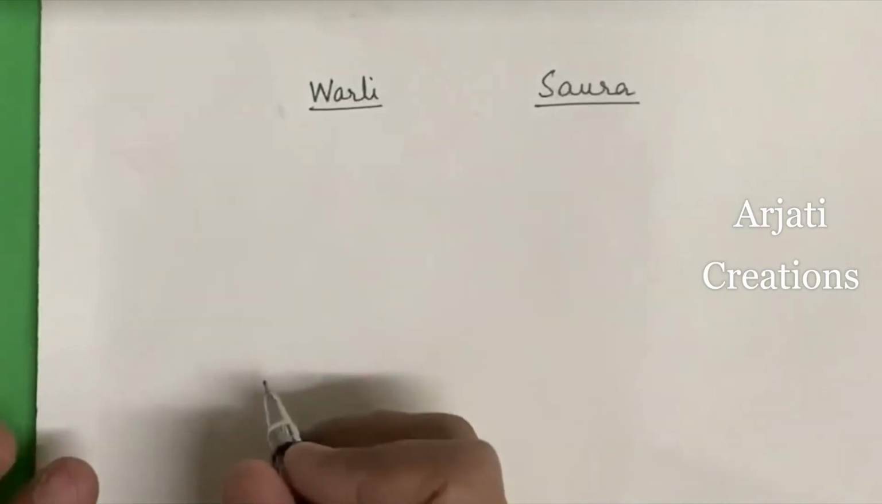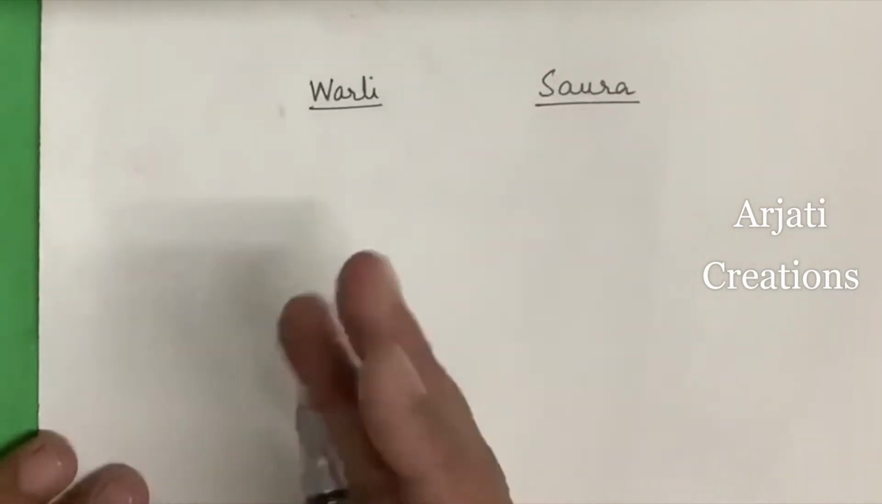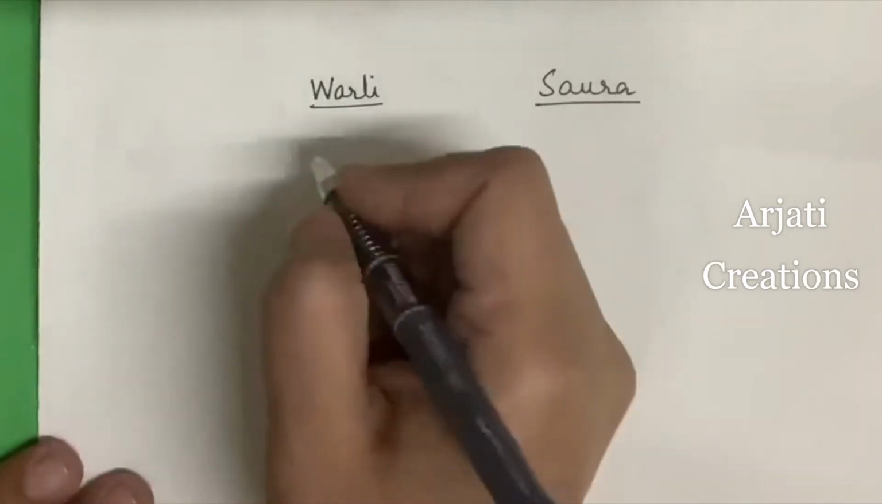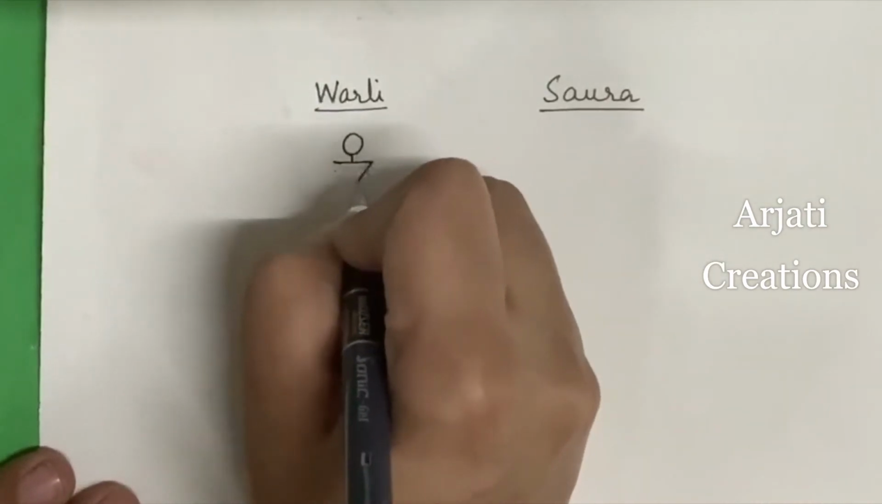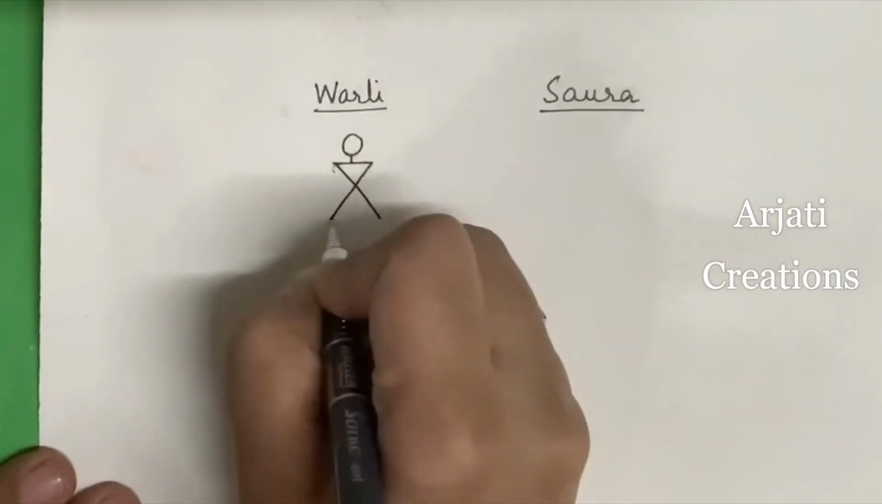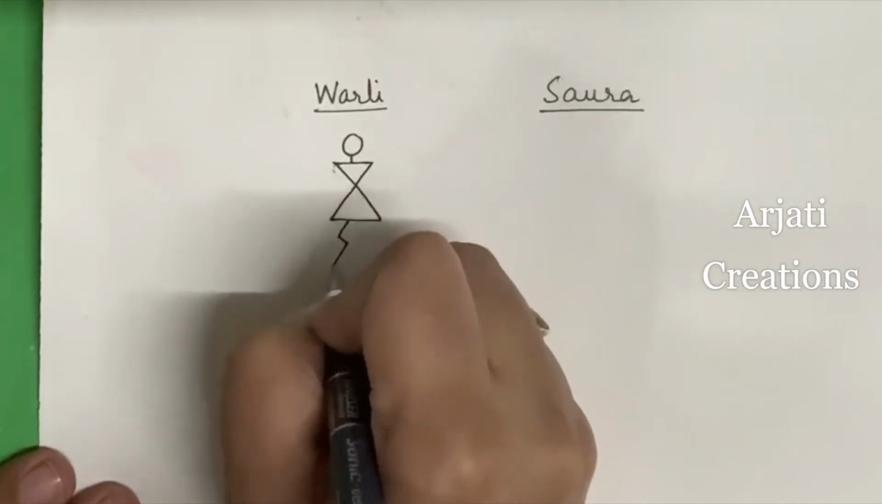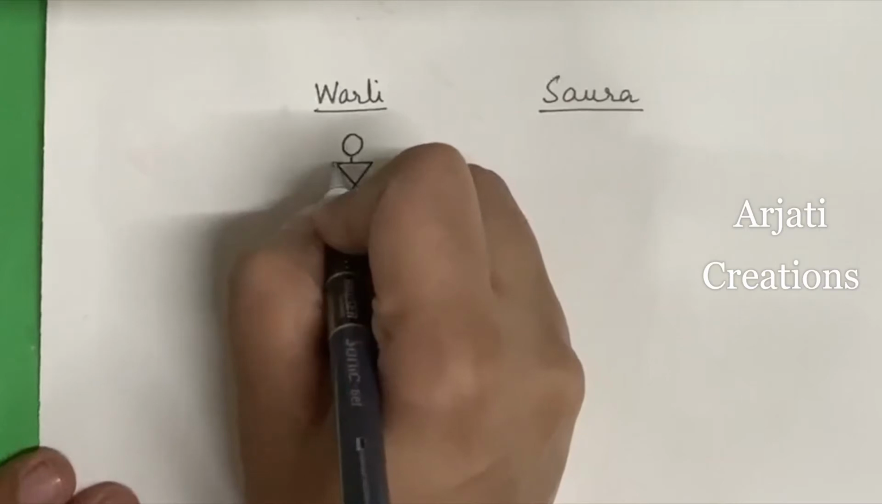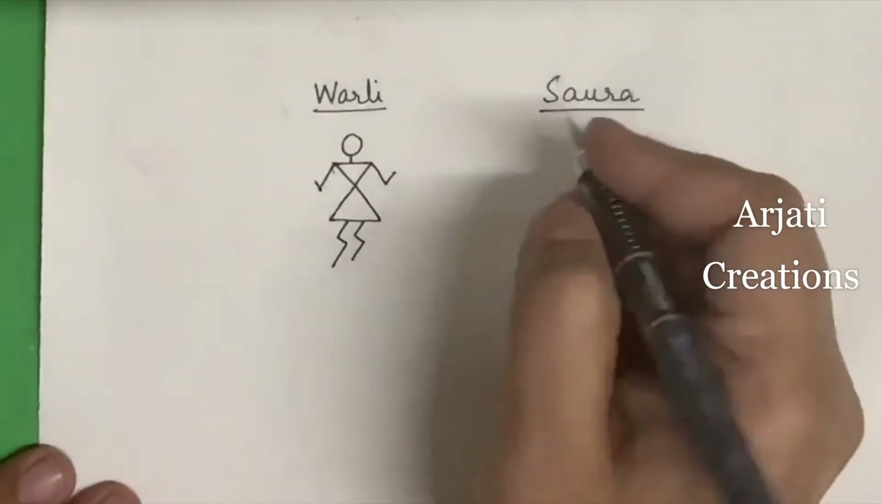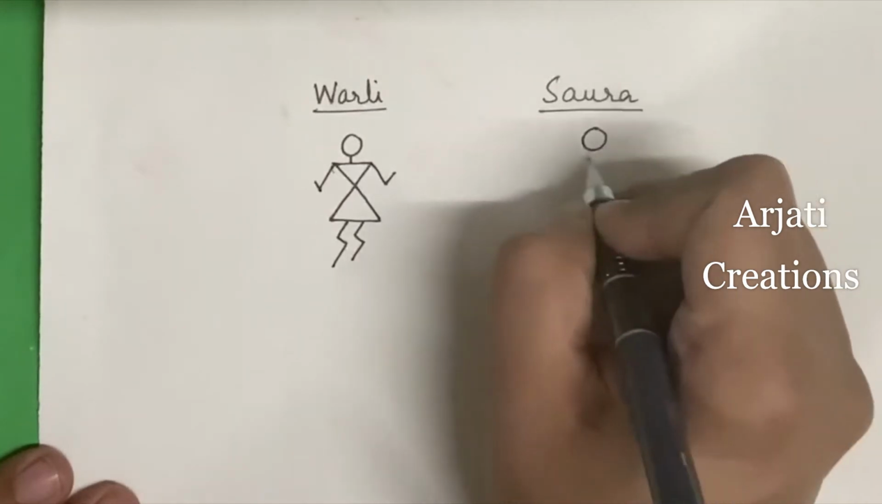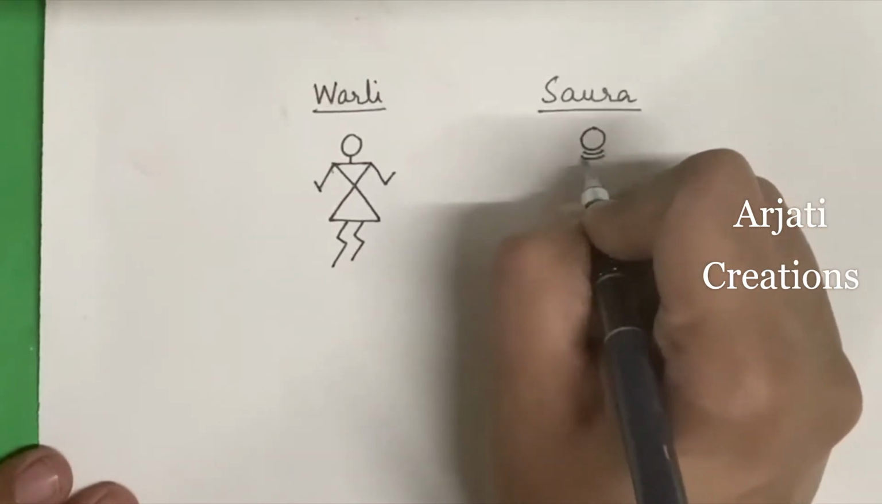Now the third difference. The third major difference between Sora art and Warli art is about the figures. In Sora art you will find that the figures are slightly elongated.